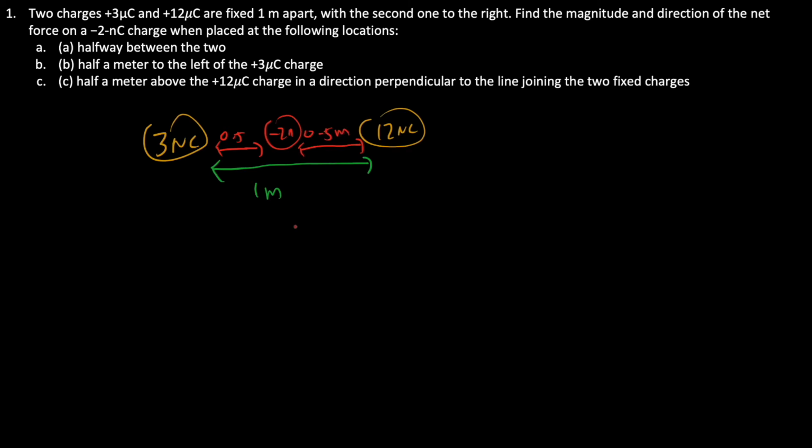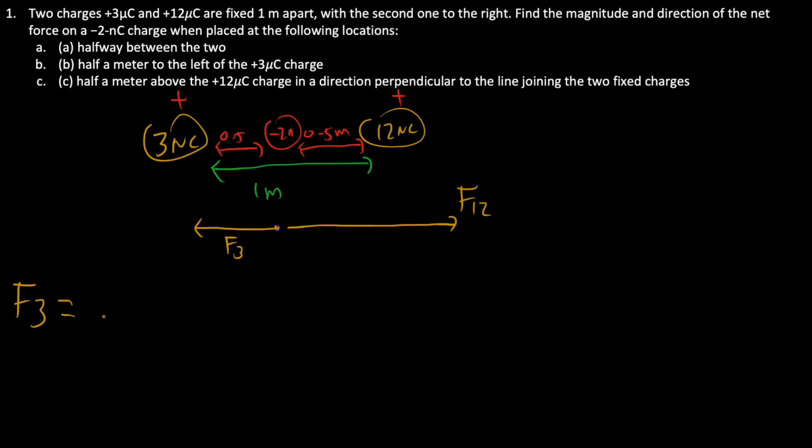We also know like charges repel, opposite charges attract. Since the 3 and 12 microcoulomb charges are positive, they are going to attract the negative charge. So the 3 microcoulomb charge is going to apply a leftward force F3, and the 12 microcoulomb charge is going to apply a rightward force. F3 applies a leftward force, and F12 applies a rightward force. You can calculate the magnitude of the force by using Coulomb's law.